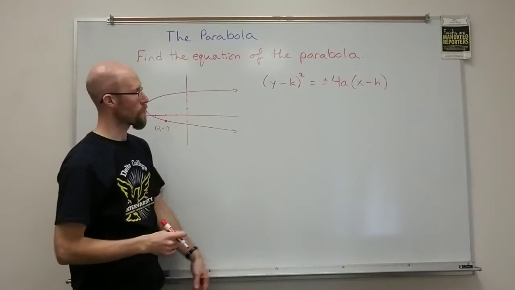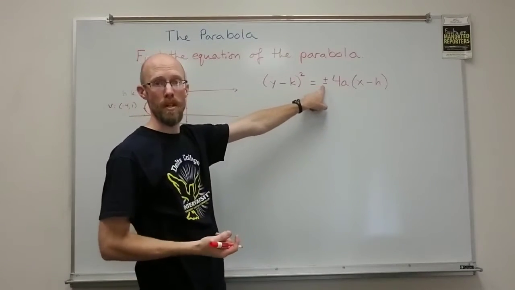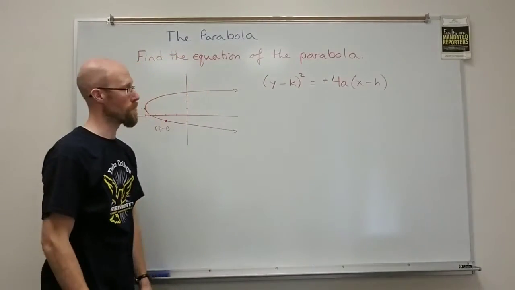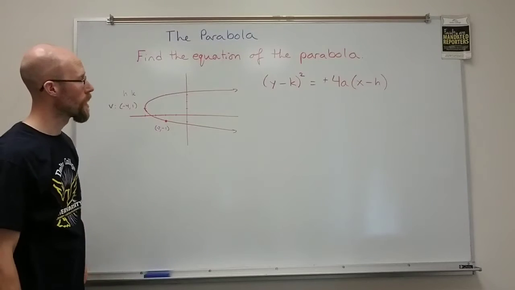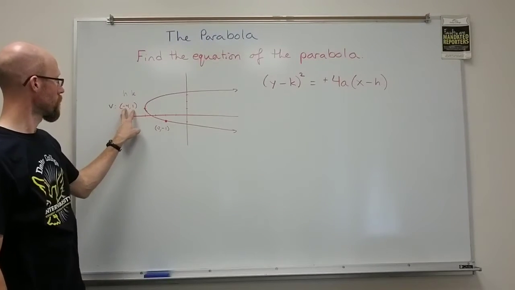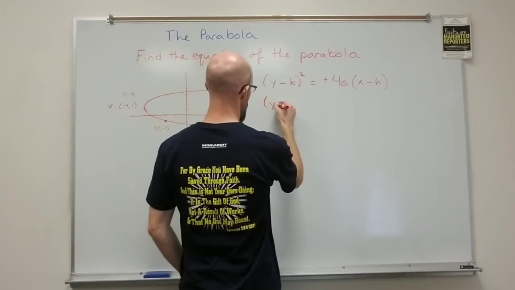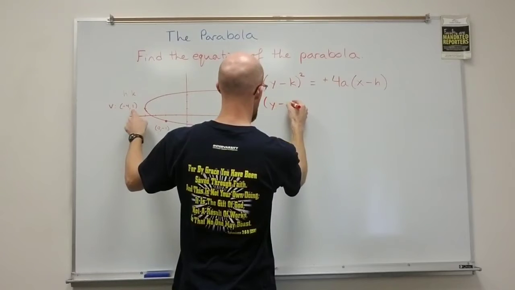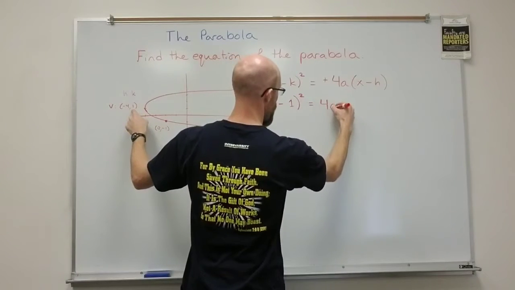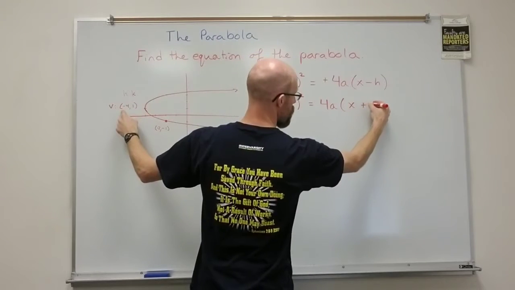The other thing to keep in mind is that because this is opening to the right, I really don't need both the plus and minus there, I just need the plus. Okay, we're going to have the positive value. Opening left would be negative. And so then I need to plug in my values. Well, h and k are -4 and 1 respectively, so I can put those in. I get y minus 1 squared equals 4a times x minus -4 is plus 4.